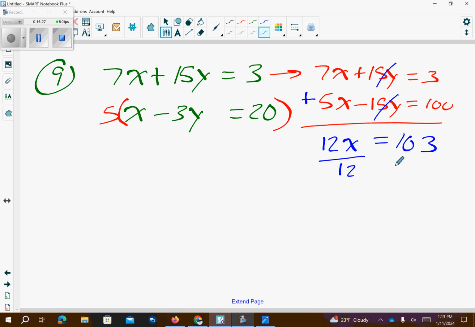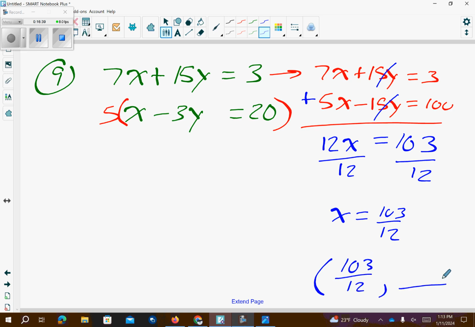Divide each side by 12. So x equals 103 over 12. I'm going to just stop there. I mean, that is going to be a really ugly one, and I'm not going to plug it in. But what we would do is we would plug in this x value to here or here. But I don't think we should do that because it's going to be a really nasty answer. But sometimes nasty answers happen in math.